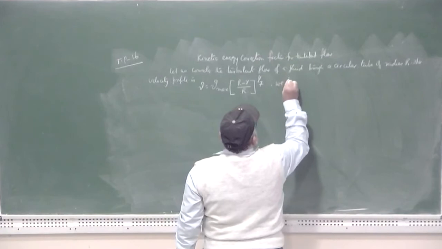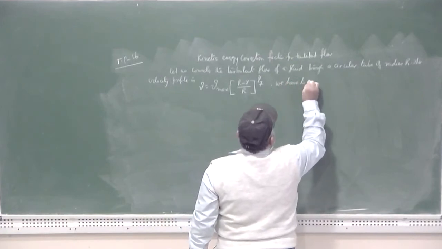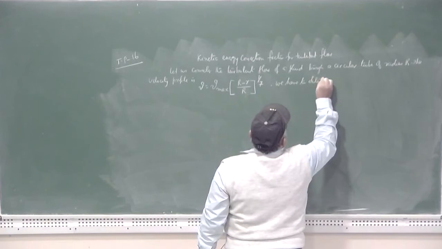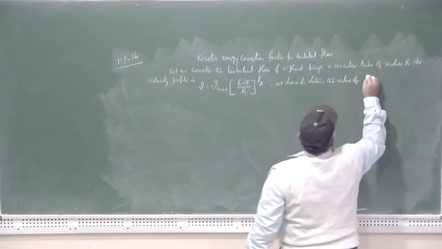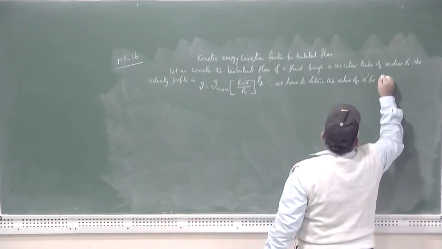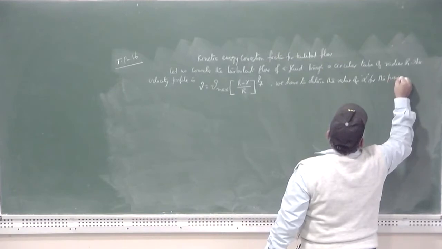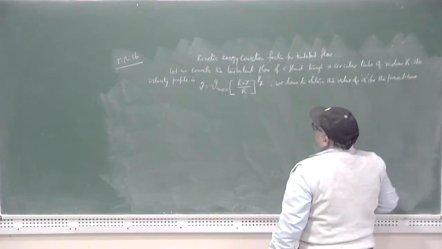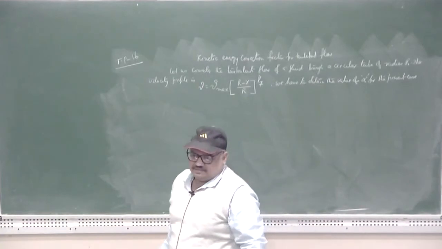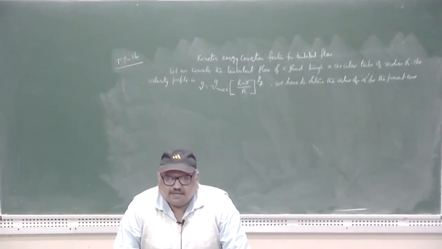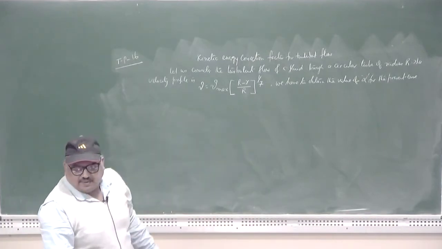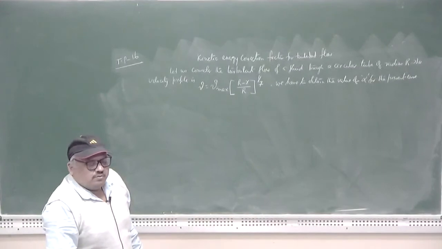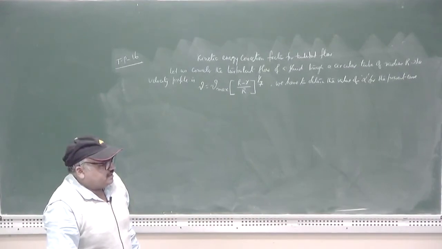So, we have the aim to obtain the value of alpha for the present case. This is our task for today's class: if the turbulent flow type of velocity profile is given, how the kinetic energy correction factor can be evaluated in this case.